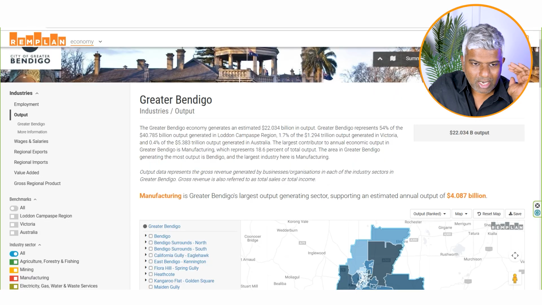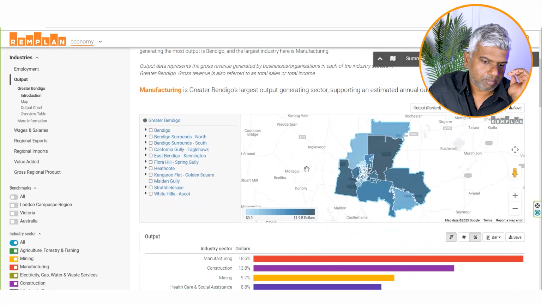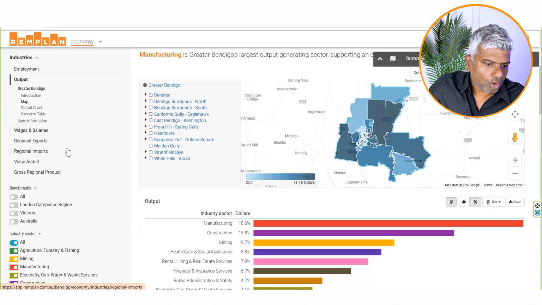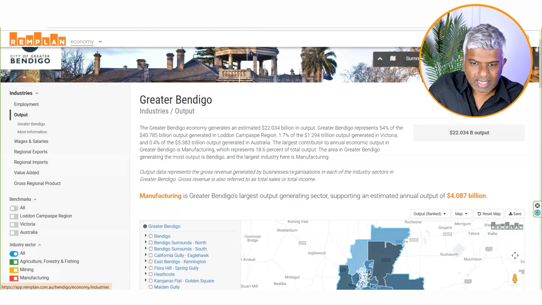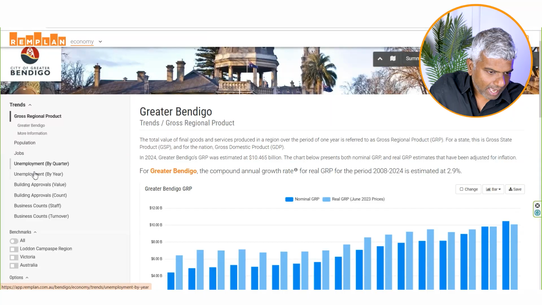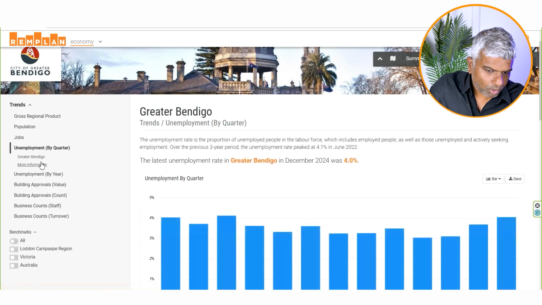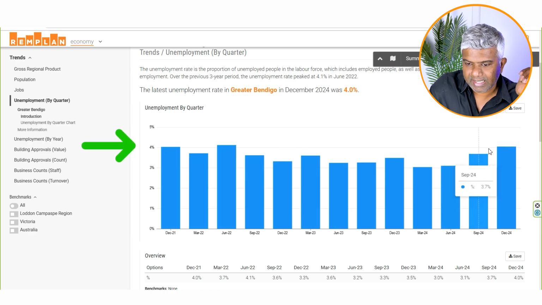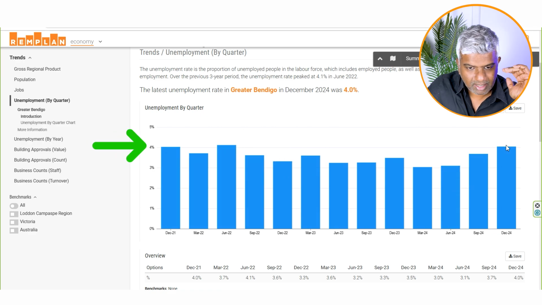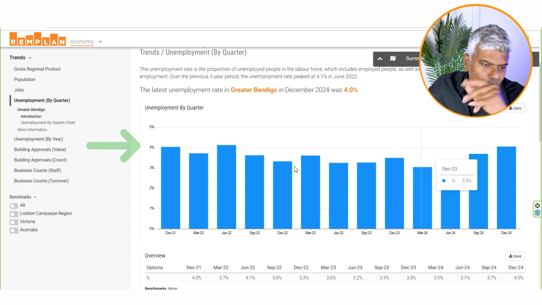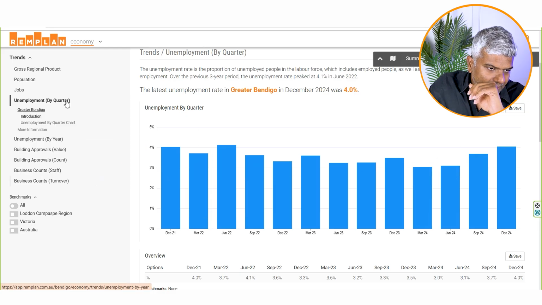So we don't want that reliance on one industry, and in Bendigo I can see many industries. So that's good. The second thing that I want to make sure is that the unemployment rates are healthy. So then I go to trends, and then I look at unemployment rates by quarter. And over here I can see that the unemployment rate is very healthy at 4%. So there's no indication that unemployment is high. If the unemployment is high, then that's bad for the property market. So the unemployment rate looks very healthy here.